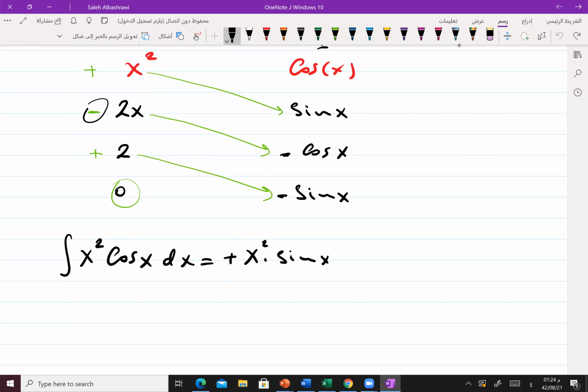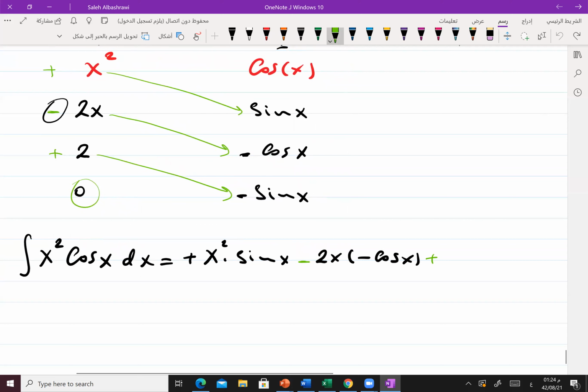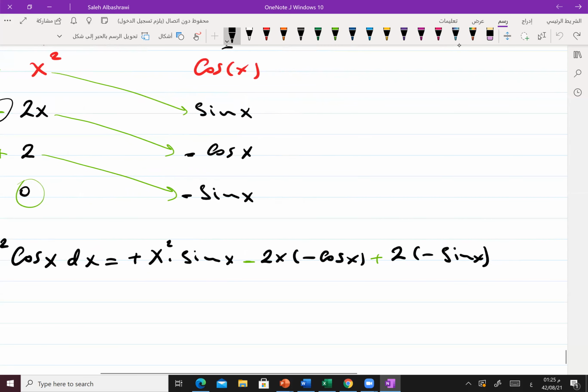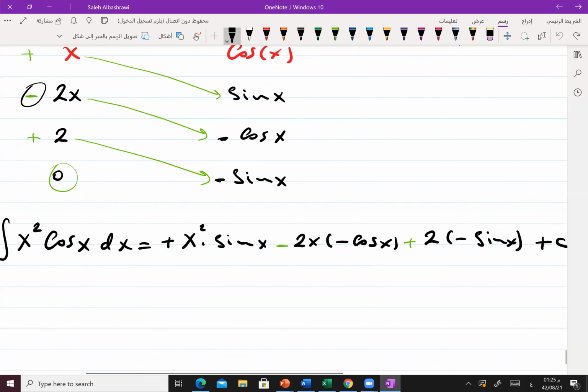Second one is minus. So let me just use the green. Minus 2x multiplied by minus cosine x. Third one is a plus. So plus 2 multiplied by minus sine x plus constant c because this is indefinite.